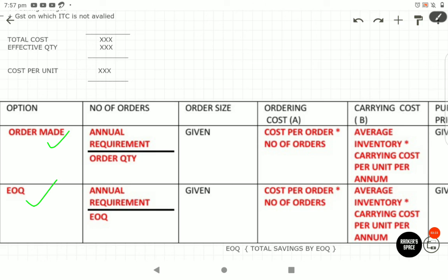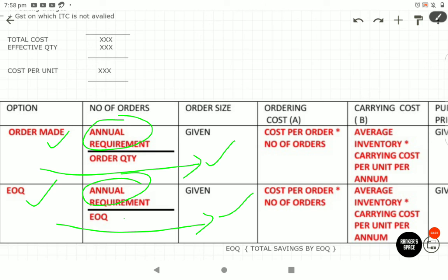EOQ is what you will find out. Number of orders, what you will do, you will take the annual requirement and divide it by order quantity. Annual requirement by EOQ, right? That is how you will do. Order size, given in the question, take this right from here. Then after that, what is ordering cost? Ordering cost is, with the number of orders you computed, right? Buying cost is per order, per order only you should take. So number of orders into cost per order.